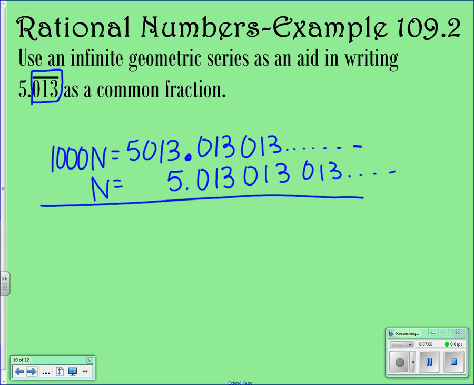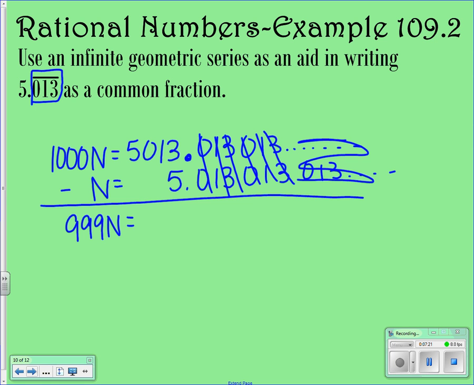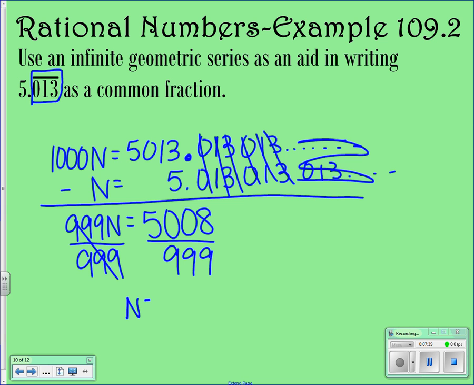And now we subtract them. So we have 999n. Over here, all of this cancels, and then these cancel as well. But now we're left with 5013 minus 5. Well, if you subtract those, that's going to give you 5008. And so now we divide by 999. And so our number is 5008 over 999. And so that would be your answer there. And again, you can check it by plugging it into your calculator.